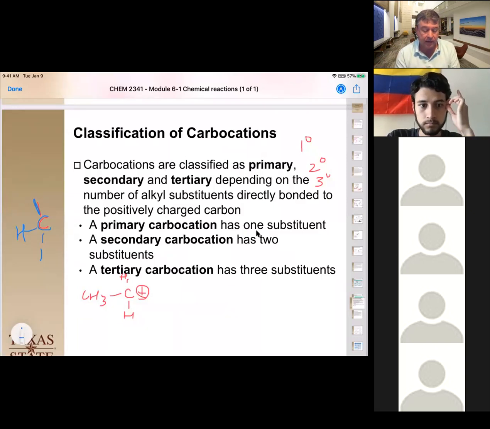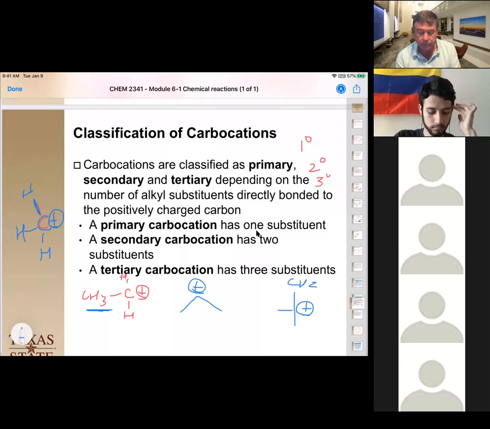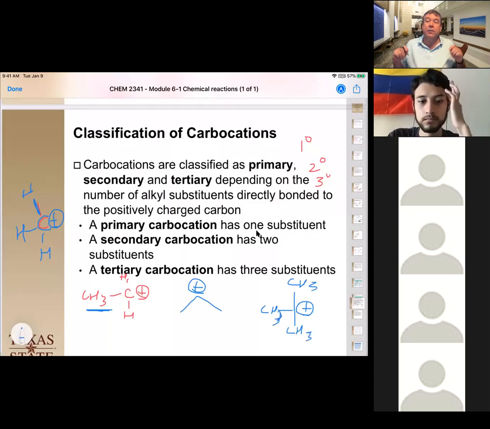So in the case of a secondary carbocation, I'm going to go to stick figure drawing now. That's where we have 2 other carbons attached to the carbon with a positive charge. And then of course, we have our last one, which is 3 other carbons attached. So if you can imagine, this is 3 different methyl groups here. So they each have a structural difference.